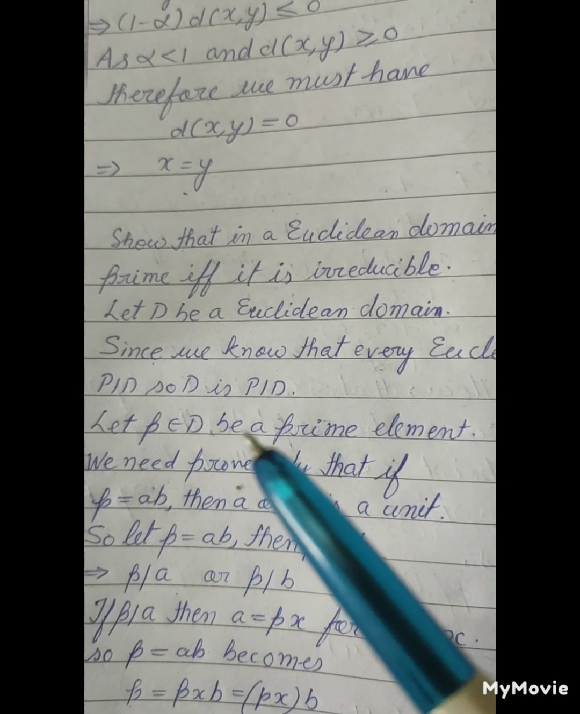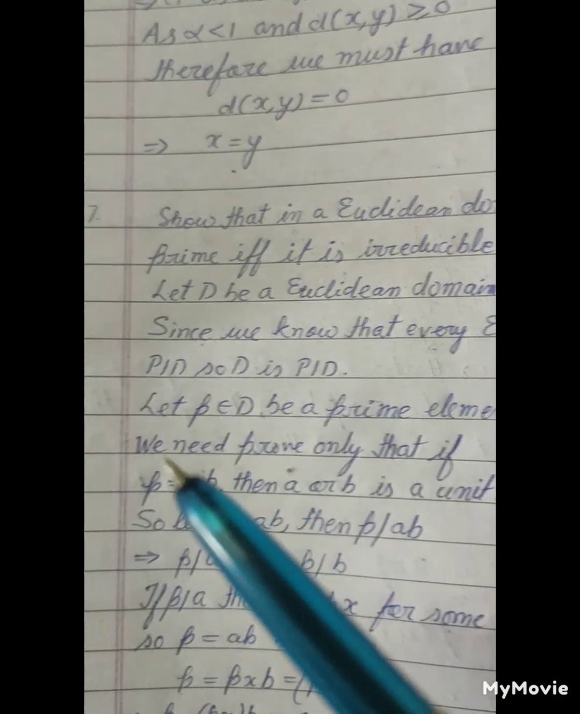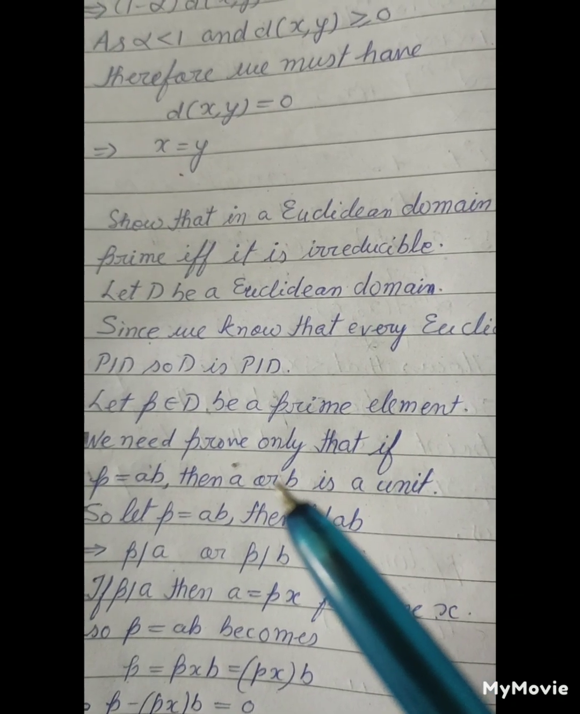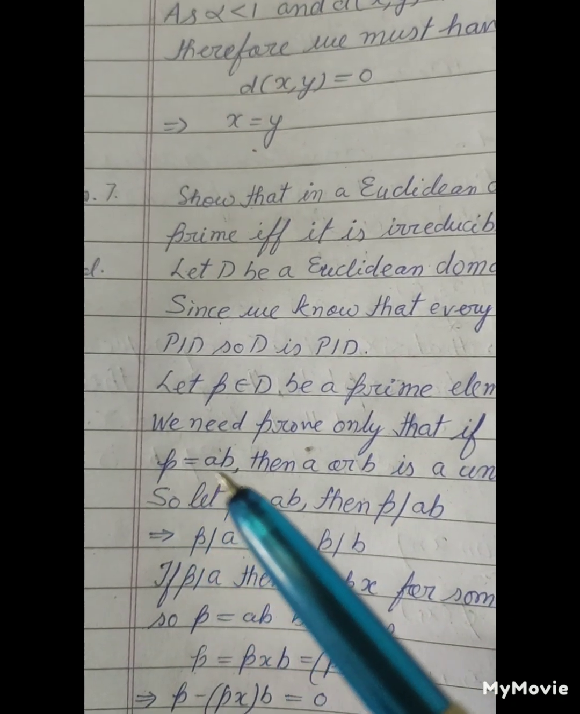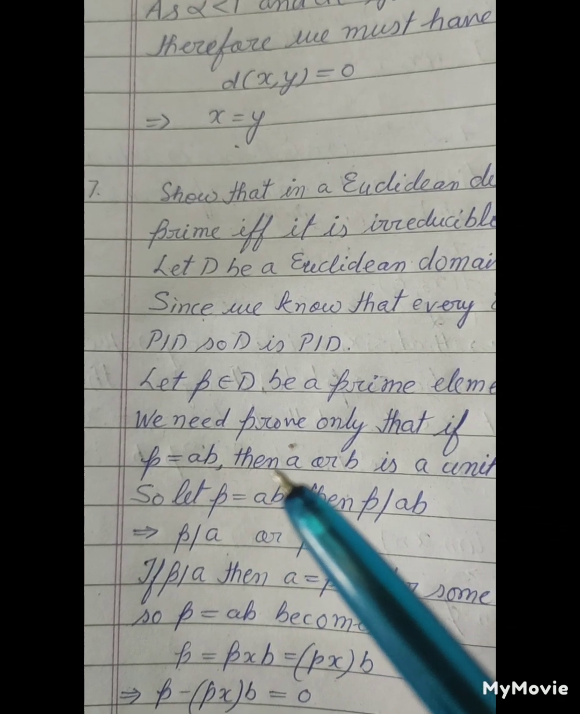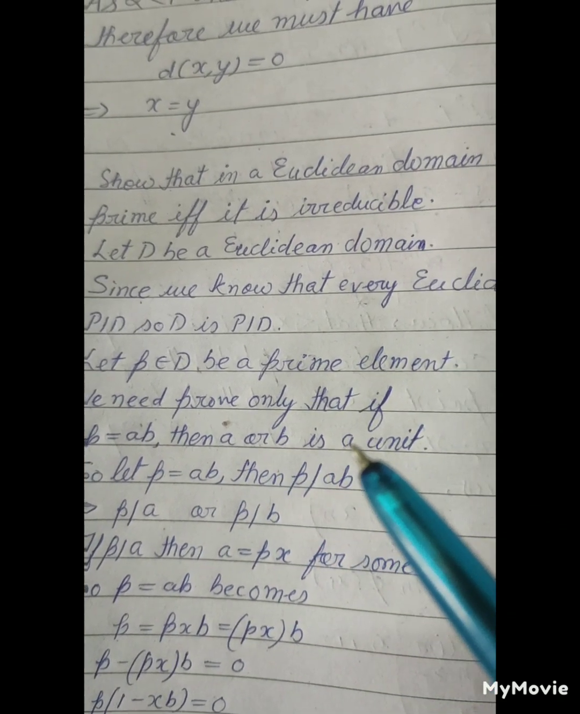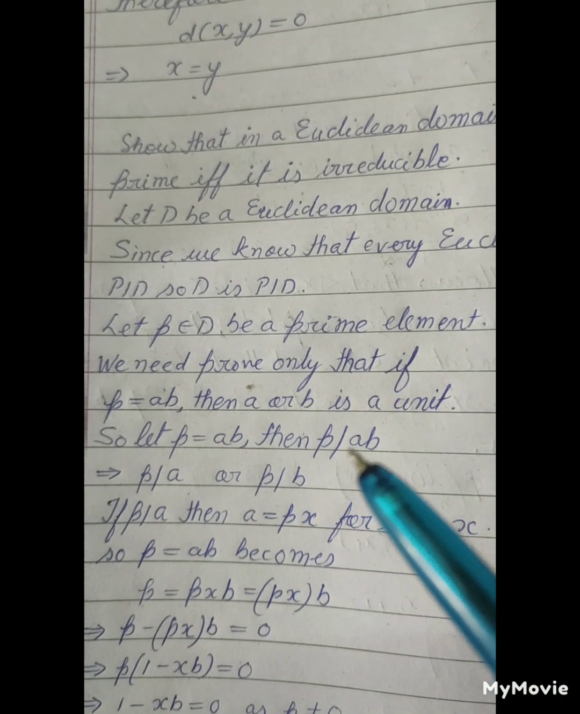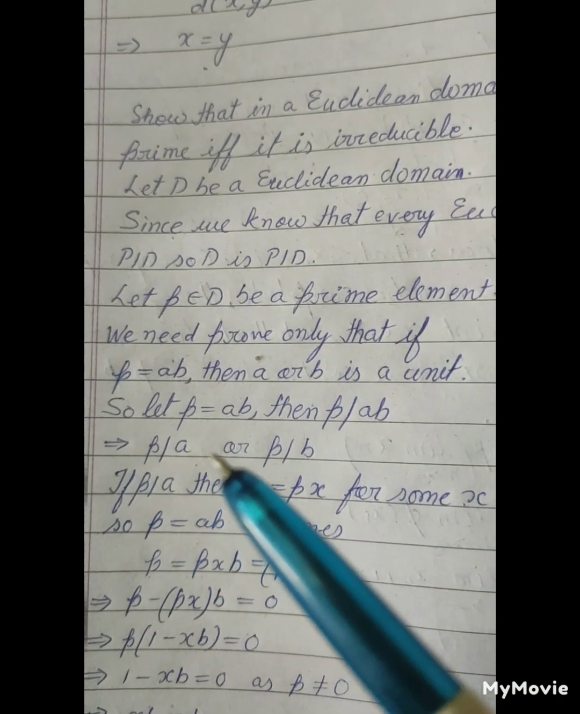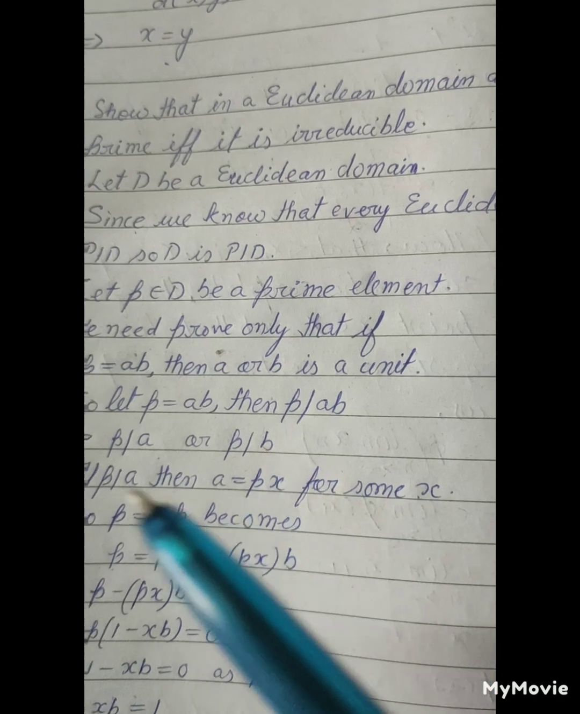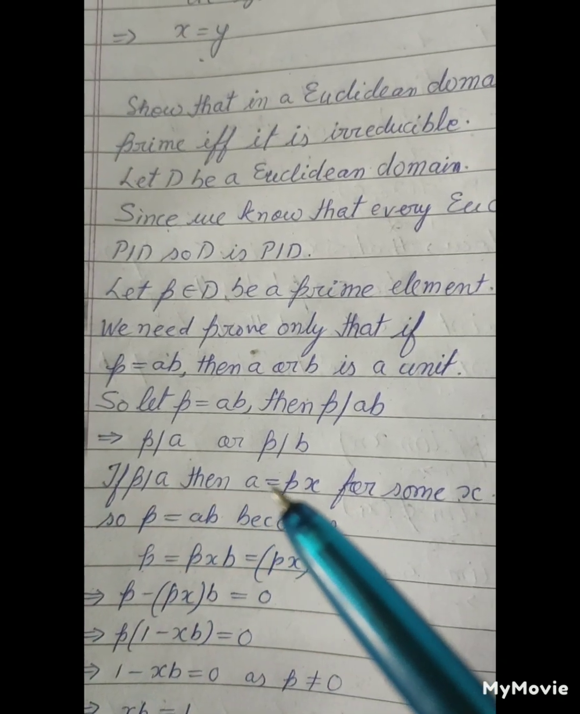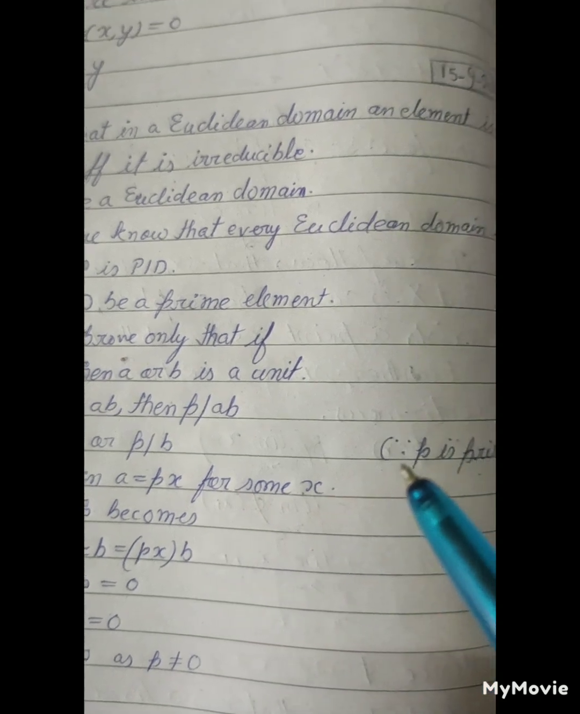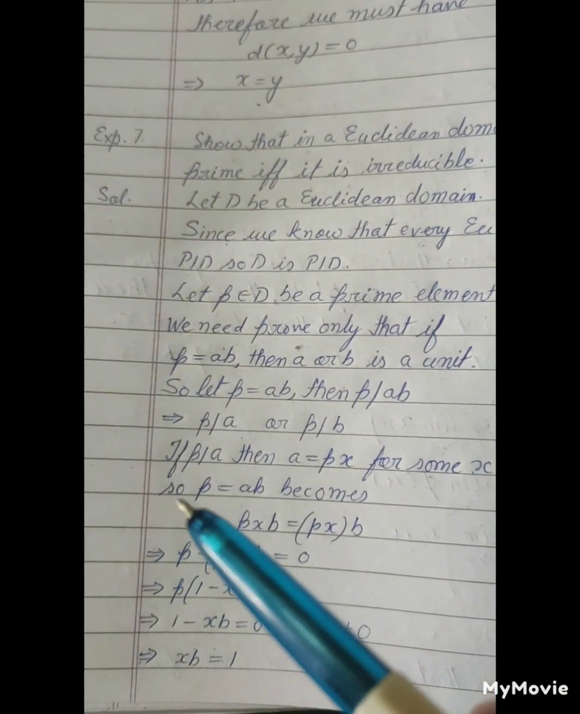Let P in D be a prime element. We need to prove only that if P equals AB, then A or B is a unit. So let P equal AB. Then P divides AB, which implies P divides A or P divides B. If P divides A, then A equals Px for some x, because P is prime.